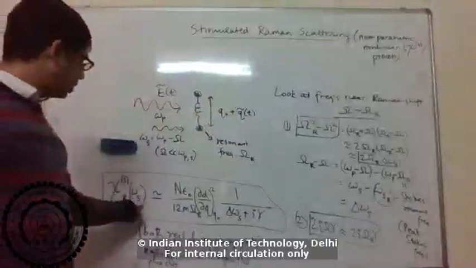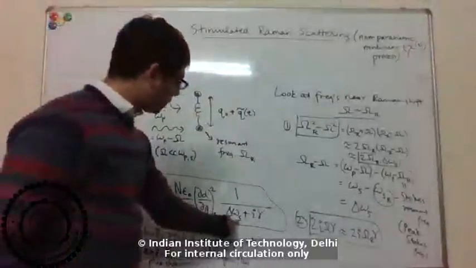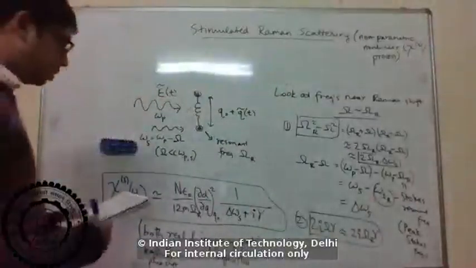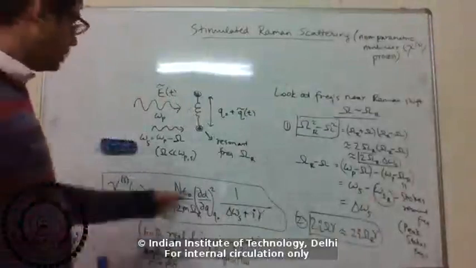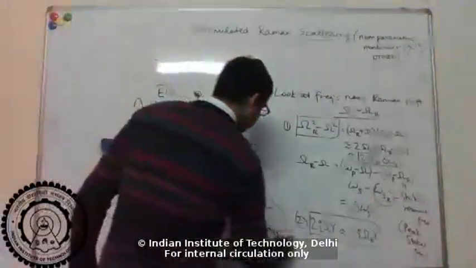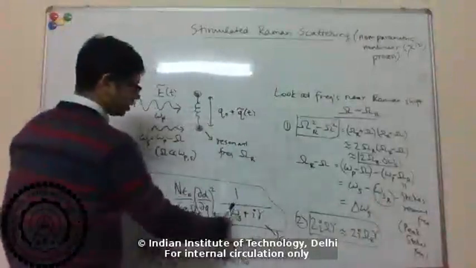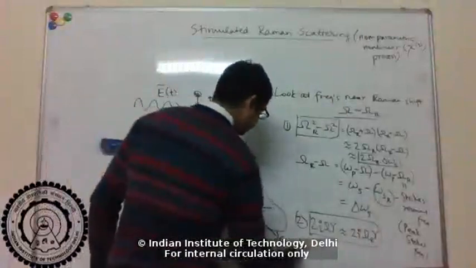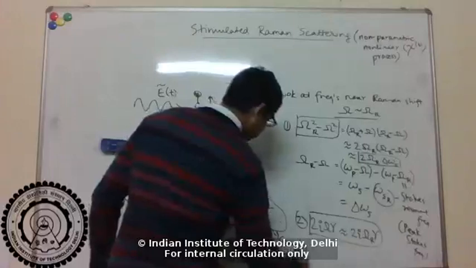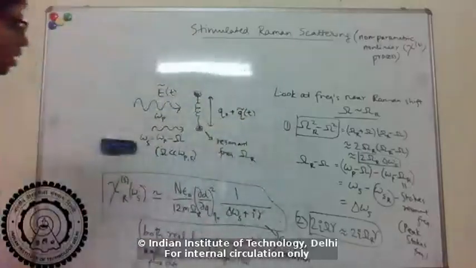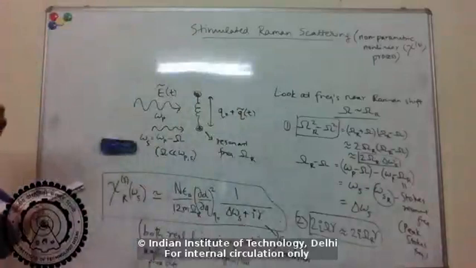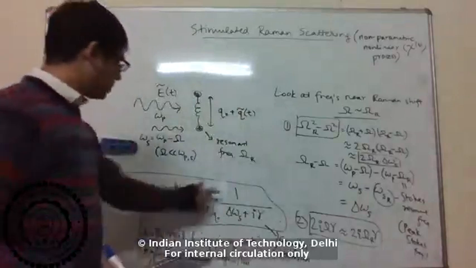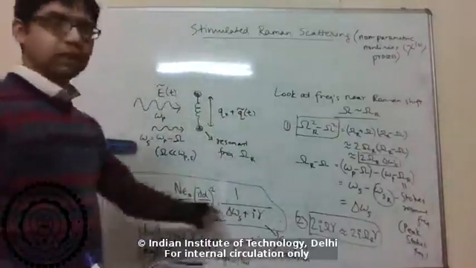So the Raman susceptibility at a particular Stokes frequency depends on how far that Stokes frequency is from the peak. This depends on delta omega s. You can see this is some kind of Lorentzian line shape, like 1 over detuning plus i gamma. This is a Lorentzian line shape which you must have seen in many other places. Now we have a simplified form here, and we can easily see what the real and imaginary parts are.